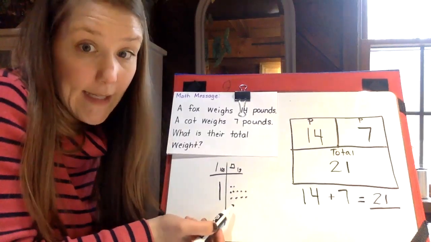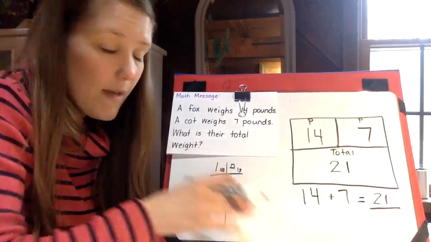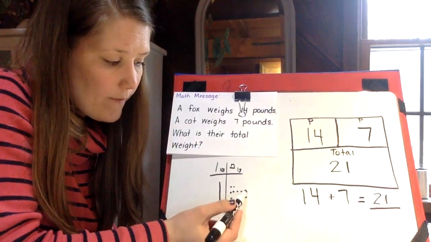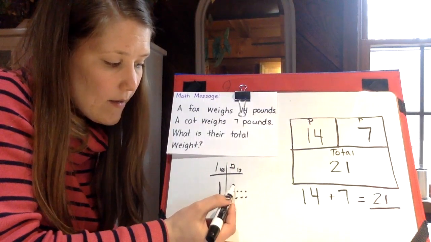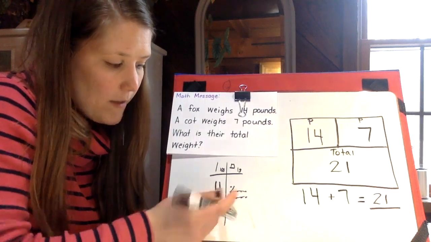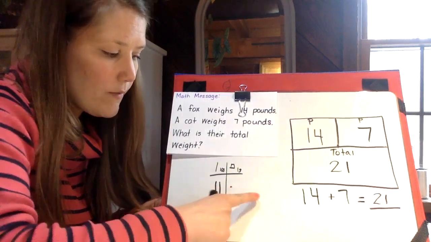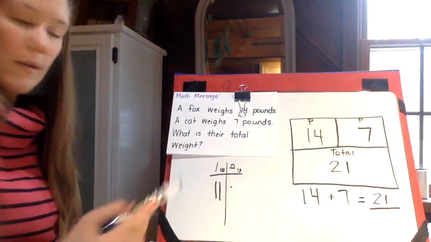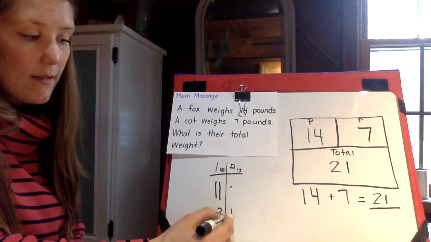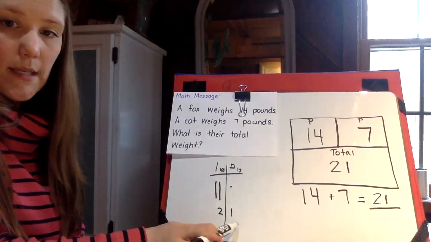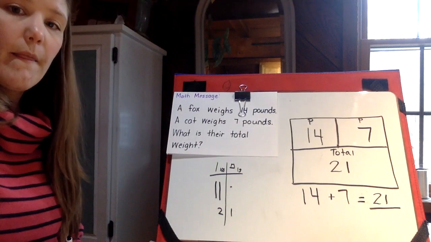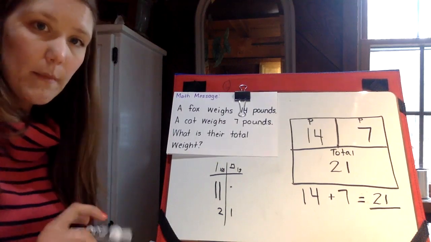It's more than 10. So I need to take 10 dots off and put a long on. So I'm going to count out 10. 1, 2, 3, 4, 5, 6, 7, 8, 9, 10. So all except that one dot are going to come off, and I'm going to do a long. And now I'll erase those dots. So I have 2 10s, 1 long, 21. It's the same number I got using my number grid. The fox and the cat weigh 21 pounds together.